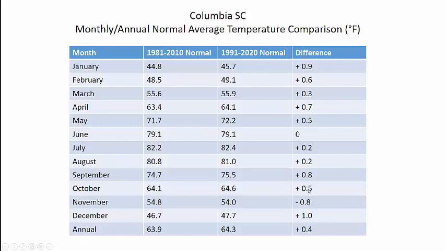For Columbia, 10 out of the 12 months trended higher on the average monthly temperature. June saw no change, and we actually trended cooler for the month of November. For the year, the average annual temperature trended up from 63.9 degrees to 64.3 degrees. That's a trend upward of 0.4 degrees Fahrenheit.